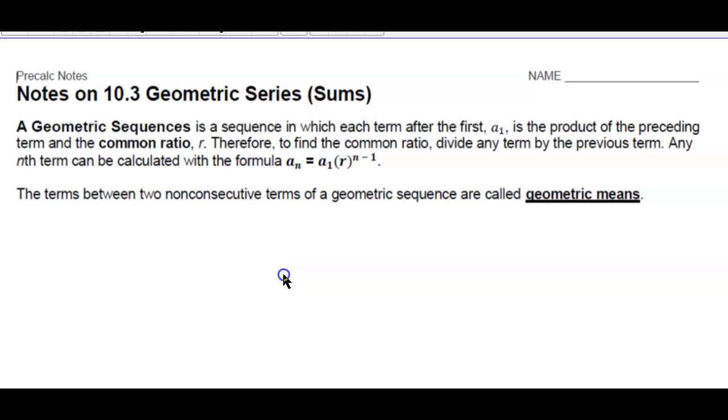Alright, today we're going to talk about geometric again. So remember, geometric sequences are when every term is in a direct ratio to the term before it. So you're multiplying by something.